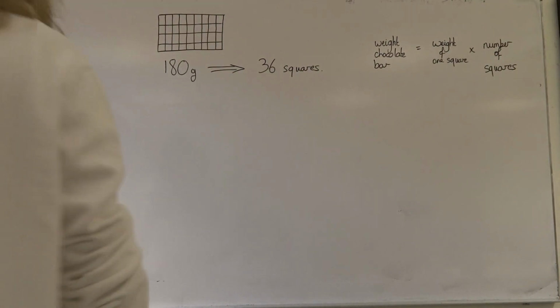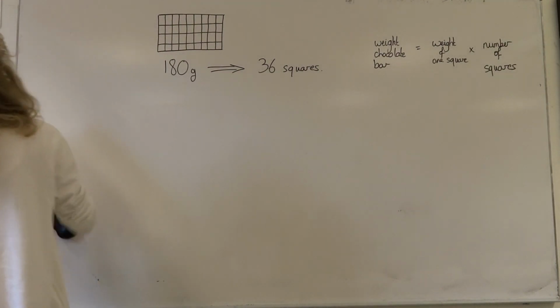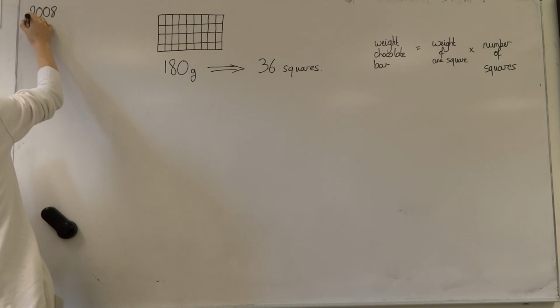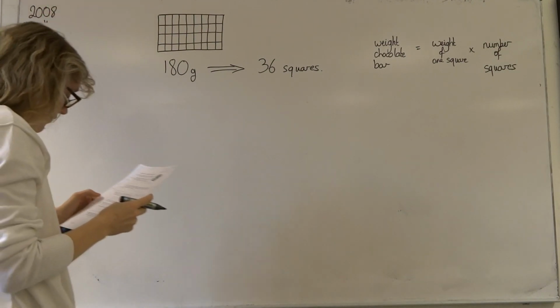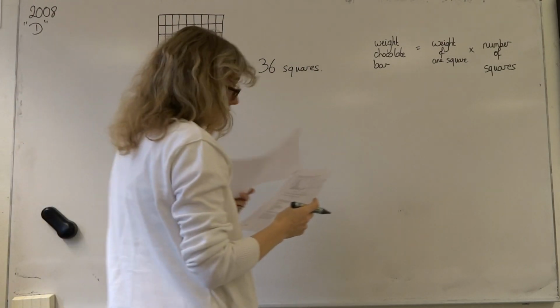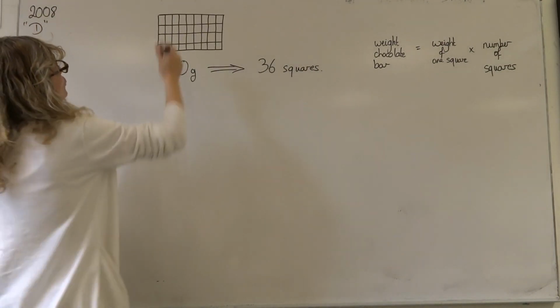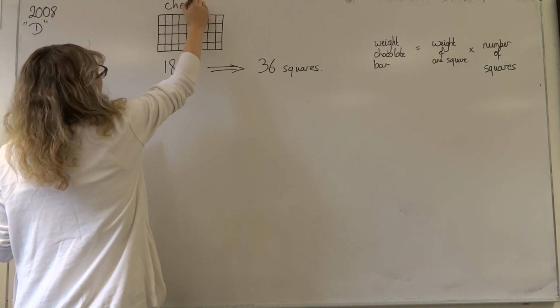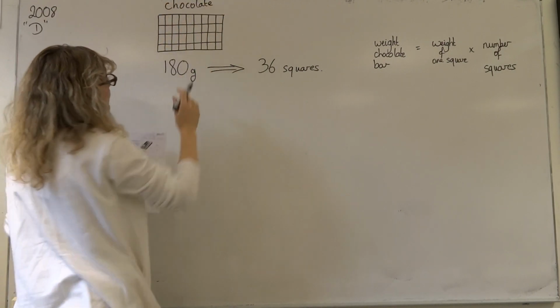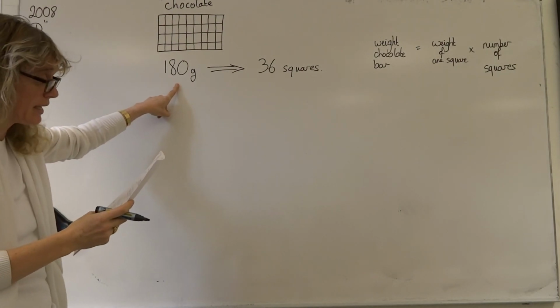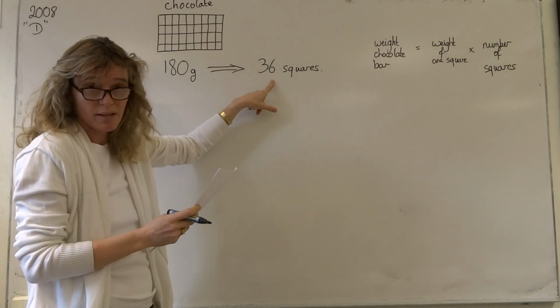This is an old Swedish national test from 2008, and it's the equivalent to today's D paper, and this is the first half of the paper, the first 7 questions. What we've got is a bar of chocolate, and we know that this bar of chocolate weighs 180 grams, and in it has 36 squares.